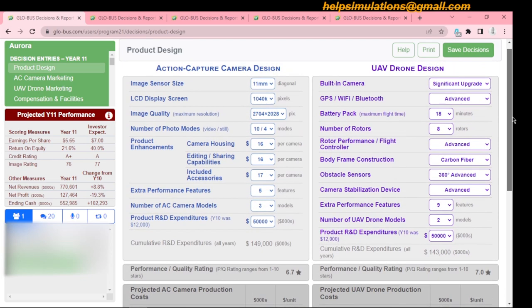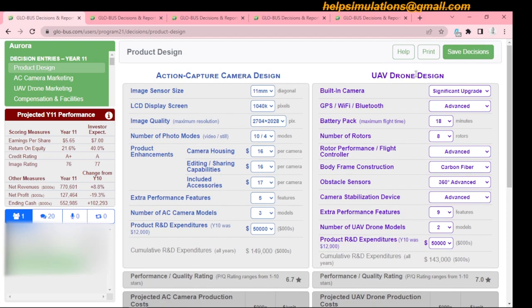So I'll choose that. I'll also do the same for the UAV drone design because I want a PQ rating of about 6.7, because remember your action capture camera will be attached to the drone. So you don't want to have a better quality AC camera and a low quality UAV drone, or a high quality drone and a low quality camera. So I'll also aim for nearly a similar PQ rating.